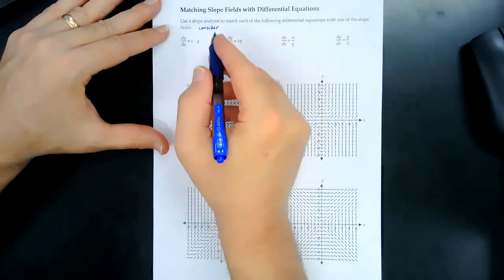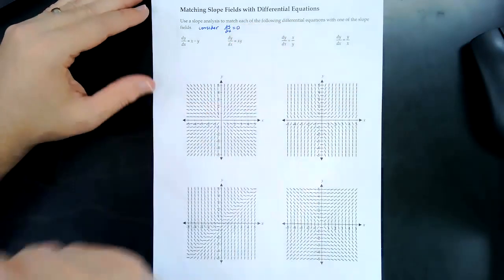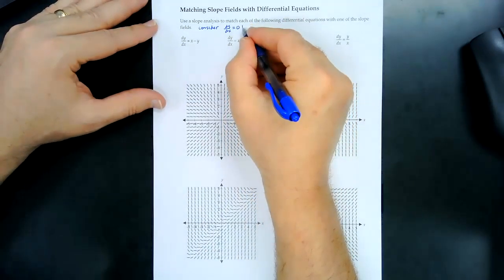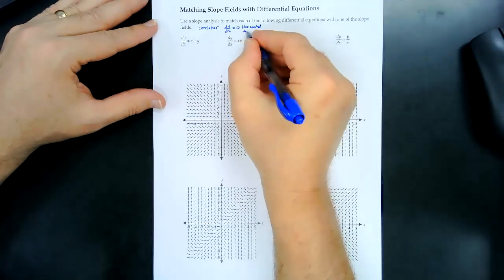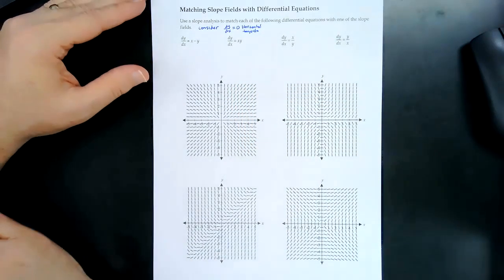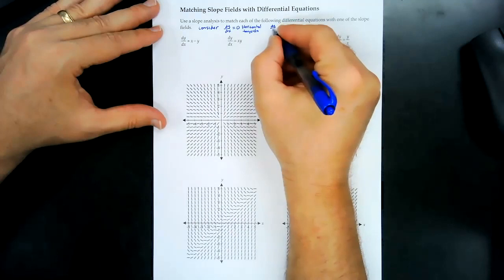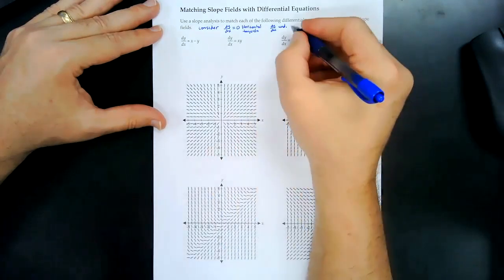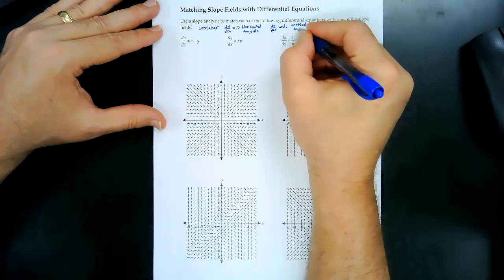But we want to consider when is dy over dx equal to 0, because if dy over dx is equal to 0, that's going to cause horizontal tangents. And so our slope lines are going to be horizontal. We also want to consider when is dy over dx undefined, because when it's undefined, we're going to have vertical tangents. So we're going to have vertical slope lines, and those are pretty easy to spot.